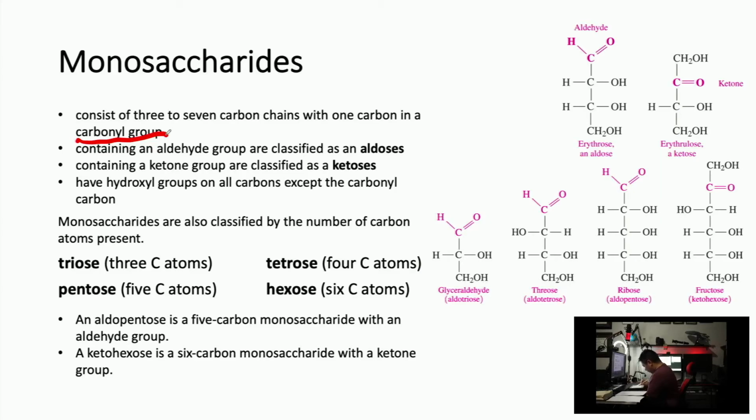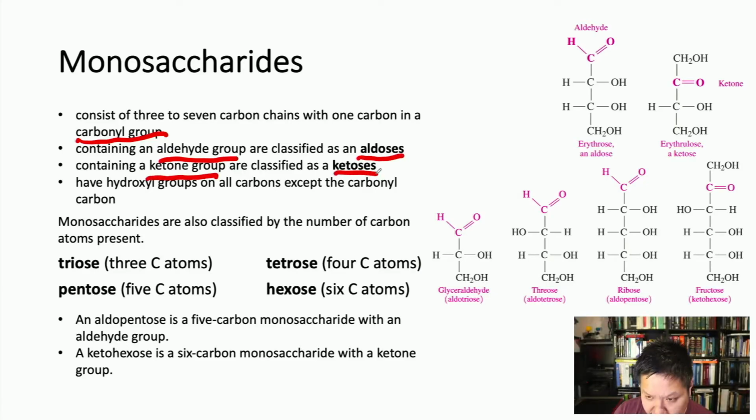So if the carbonyl group in the monosaccharide is an aldehyde, then we call that an aldose. That's an aldose sugar, right? If it's a ketone group, then it's a ketose sugar, right? So recall what each one of those is. An aldehyde looks like this. It's a carbonyl with a hydrogen on one side, right? And then the rest of the molecule on the other side, okay?